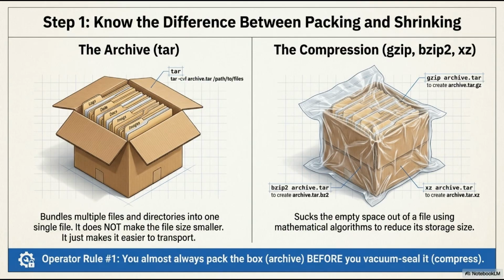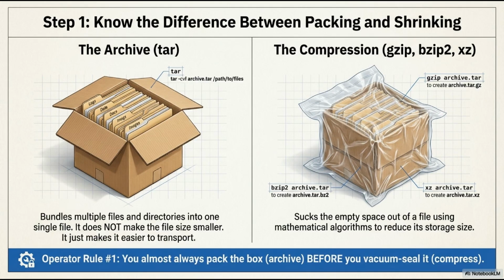Okay, let's unpack this. So if I'm moving houses, tar is me sweeping all the loose pens, paper clips, and sticky notes off my desk, just throwing them in a box. Right. Dumping them into one single cardboard box so I only have to carry one object to the truck. But the box doesn't make those items weigh less. Exactly. The vacuum seal, the compression part, sucks the empty space out to make things physically smaller.